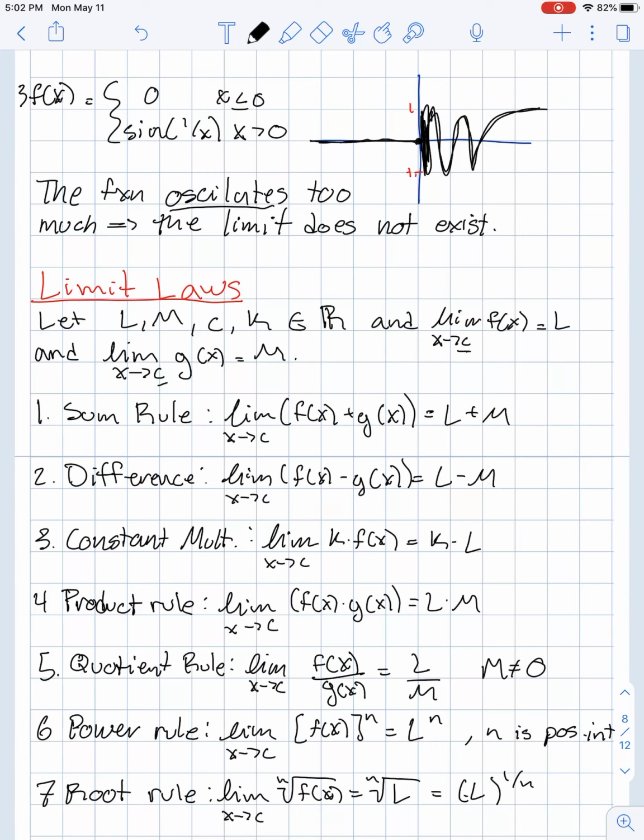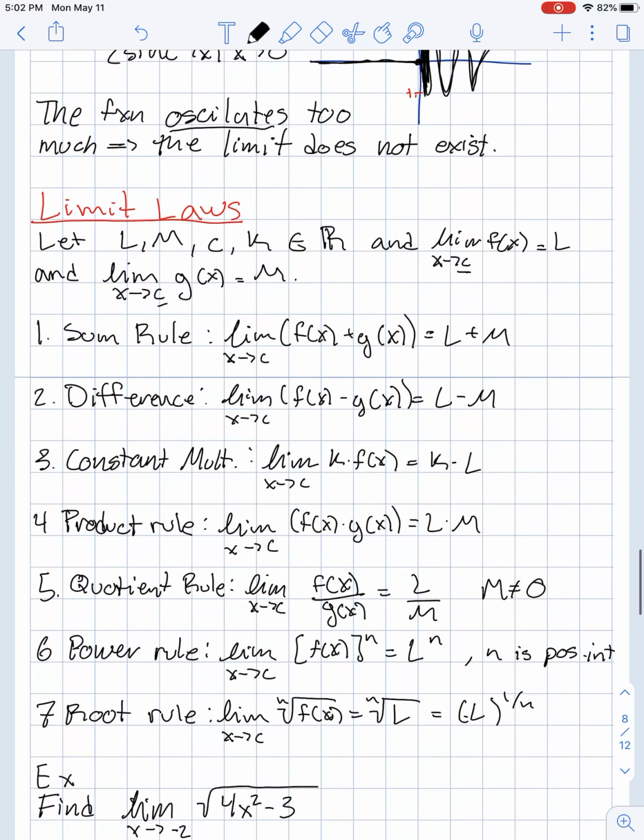All right, so the sum rule. If I take the limit as x approaches c of f of x plus g of x, I can just add those limits together. So that's going to equal L plus M. The difference law says that I can subtract the functions. Well, then their limits are going to subtract. The constant multiple rule, I also like to call the coefficient rule. It says the limit as x approaches c of k times f of x is just going to equal k times the limit.